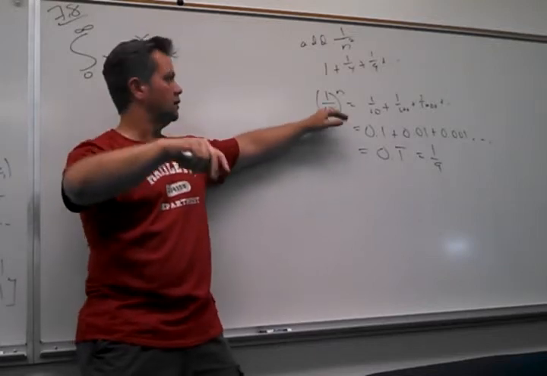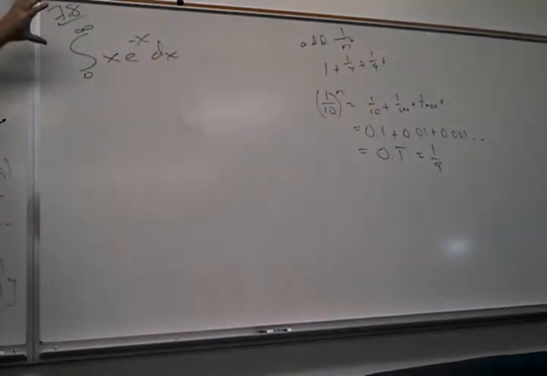So for those of you still paying attention, why does this make sense? This has a chance to be what's called convergent. Convergent would mean that the sum actually goes to some finite number.